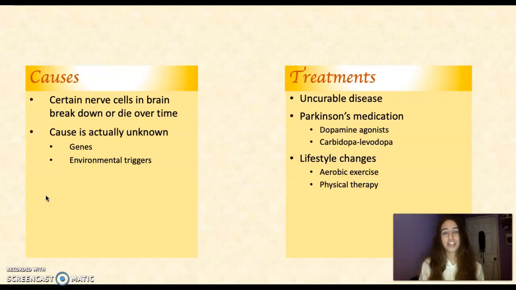It is an incurable disease at the moment, but there is medication that can help dial down the symptoms. What the medication really does is there's a chemical, dopamine, that transfers a message throughout your body, and that's what people with Parkinson's disease lack. So they'll prescribe a dopamine agonist, or like I said, carbidopa levodopa.